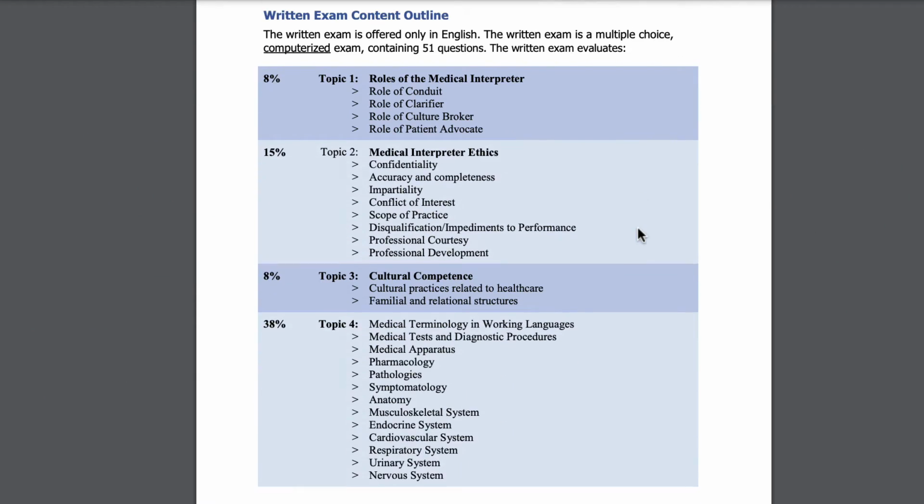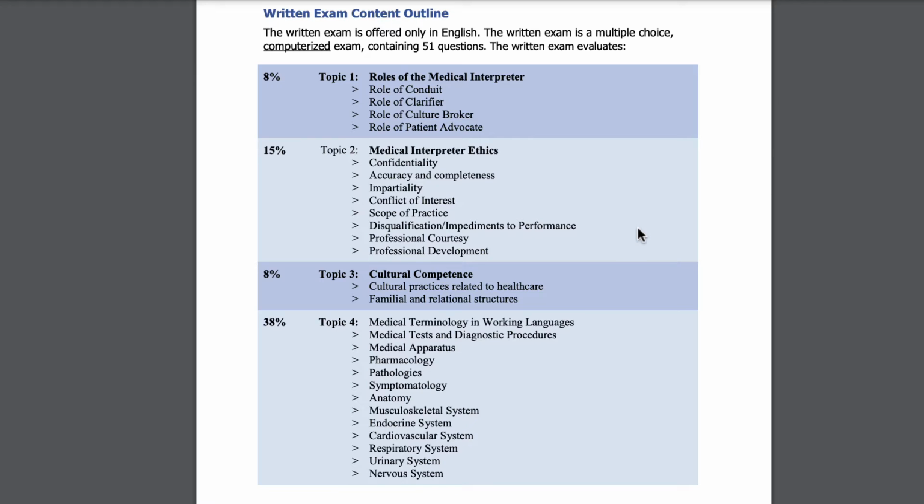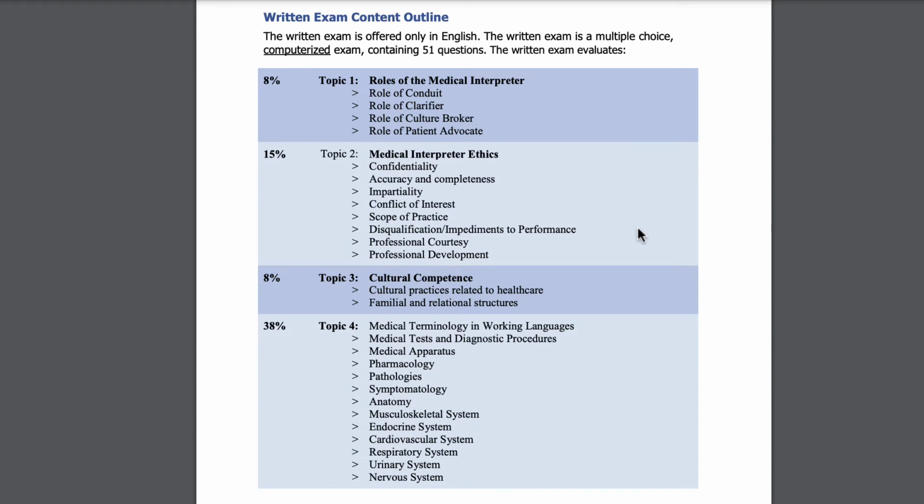Personally, for me, those 40% ethics questions, I could see how it could be a sucker punch for some people because it can be a little confusing. But if you just really think carefully about the standards and the principles, then I think you'll be fine.